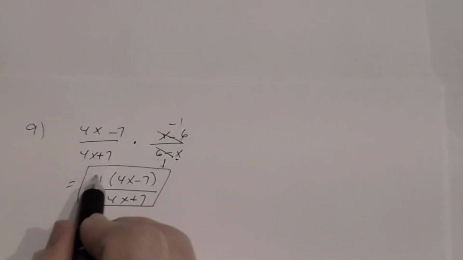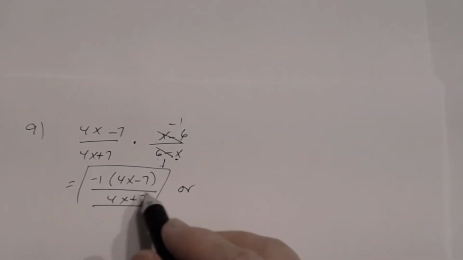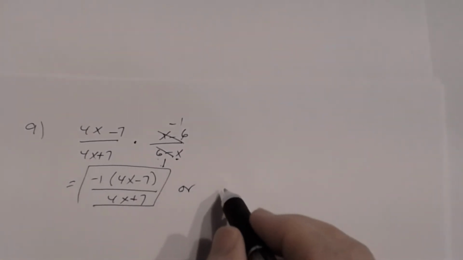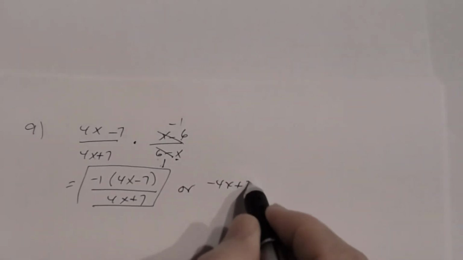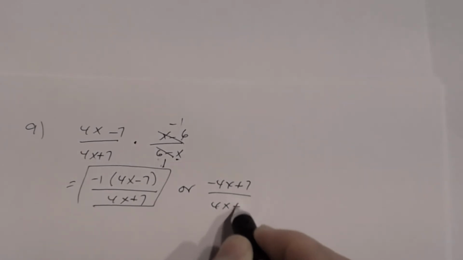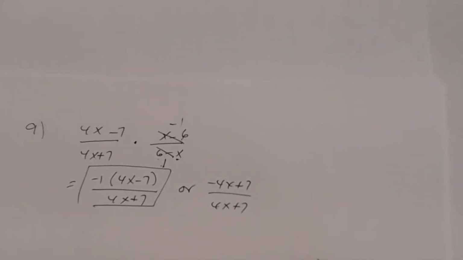Now, if you were to distribute that negative 1, there's nothing wrong with that. We just tend to prefer to write things in factored form. So you could write it as negative 4x plus 7 divided by 4x plus 7. Now be careful, don't think those are the same because they're not. That's a negative 4x, that's a positive 4x. All right, so either one of those is fine.